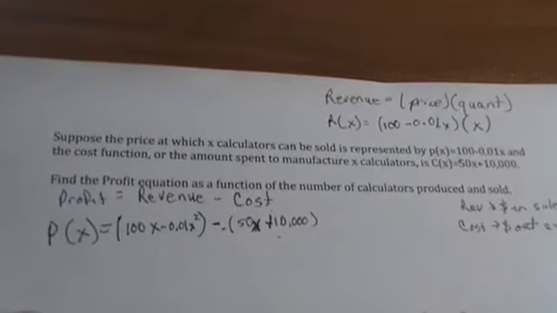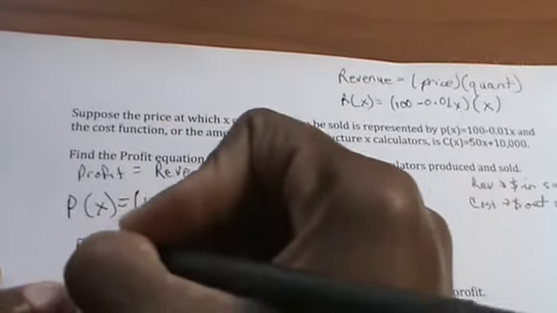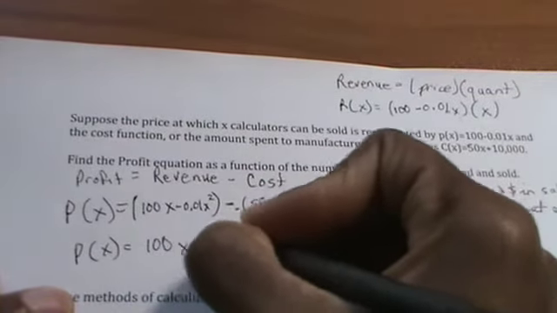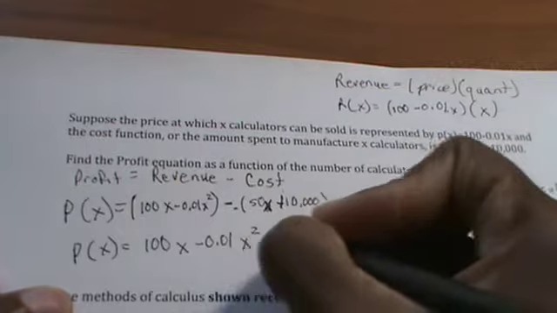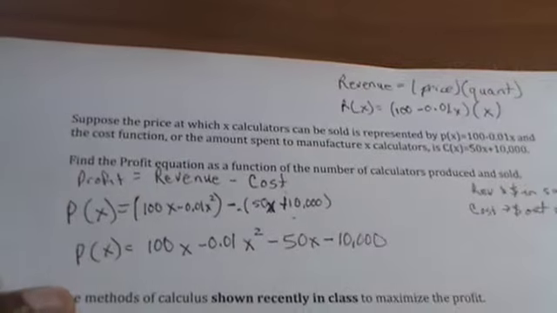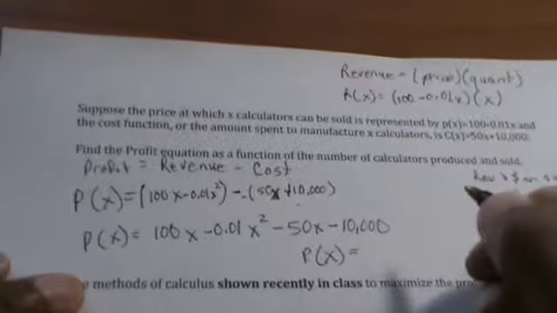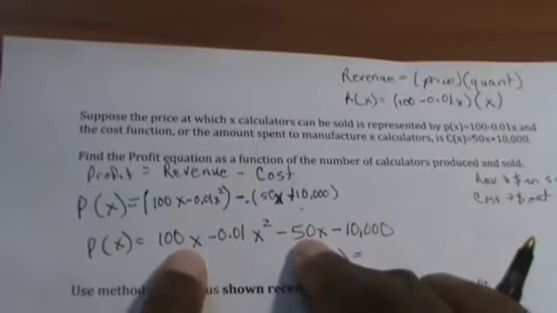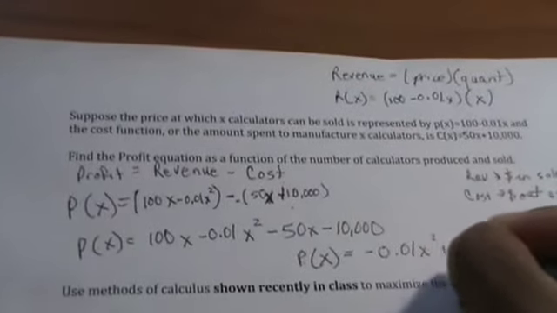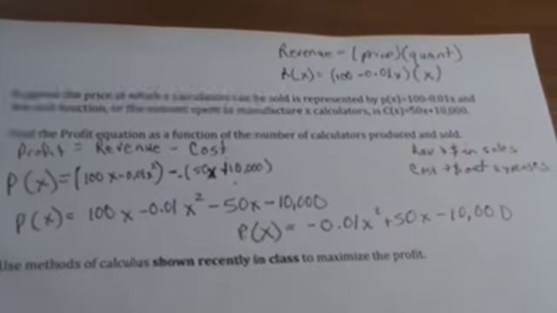I typically don't simplify that, but I notice that most students do like for that to be simplified before they move on. So 100x minus 0.01x squared minus 50x minus 10,000. If you have to go one further, by all means, please do. You can combine these two, both of them are x terms. So negative 0.01x squared plus 50x minus 10,000. Let me show you that.